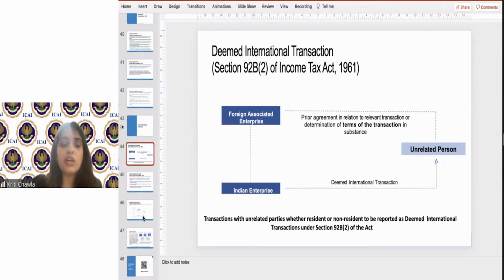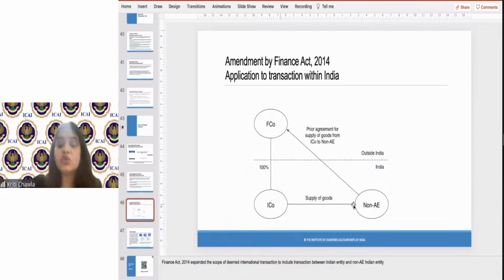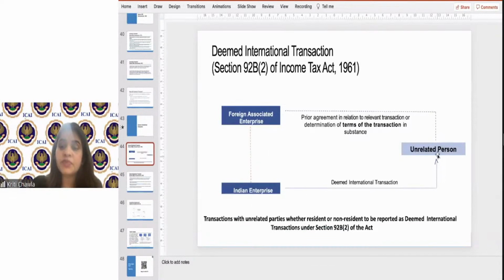Another thing that I wanted to point out was that even if these two enterprises are Indian enterprises, even that will be considered as a deemed international transaction. Meaning to say that if this unrelated person is in India or outside India, if this is an Indian enterprise or a non-Indian enterprise, a resident Indian or a non-resident Indian, it does not matter. So even if this is an Indian enterprise, and this is also an Indian enterprise, I do understand that this is a domestic transaction between two Indian enterprises, but still it's going to be a deemed international transaction.